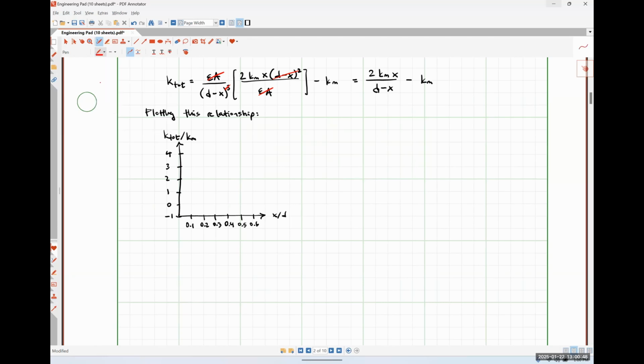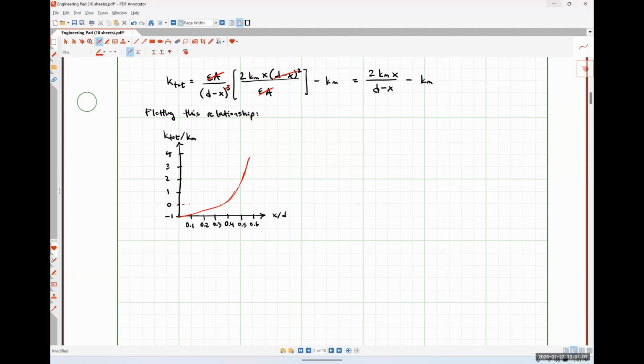And so what we should have is something that looks like this. It'll be fairly linear because our spring is fairly linear until we hit a certain point, and then it is going to ramp up like this.